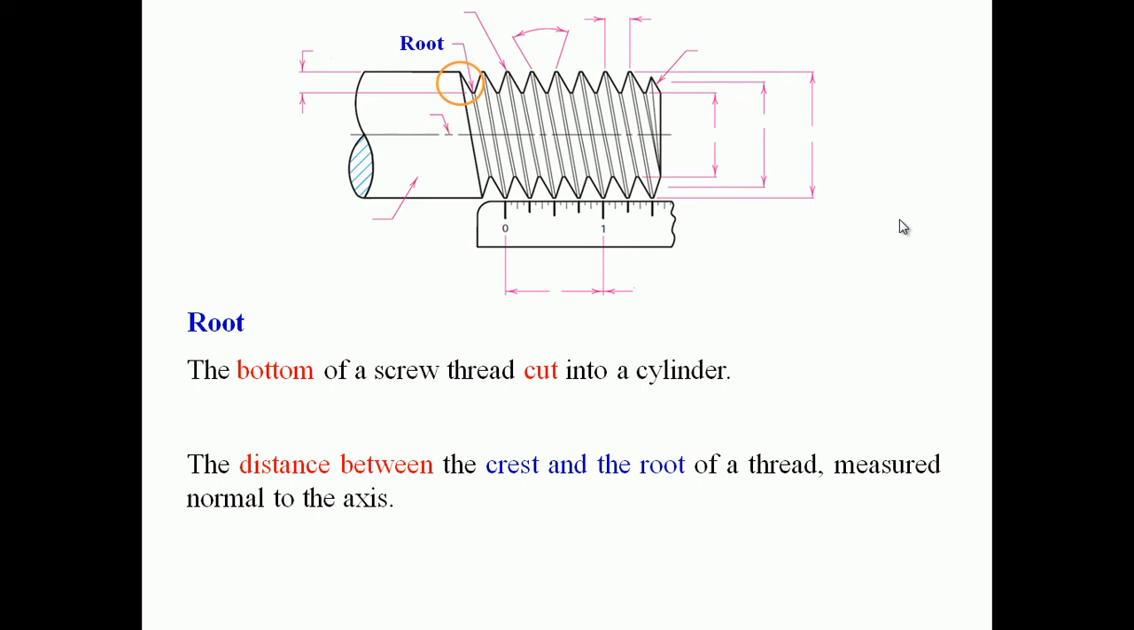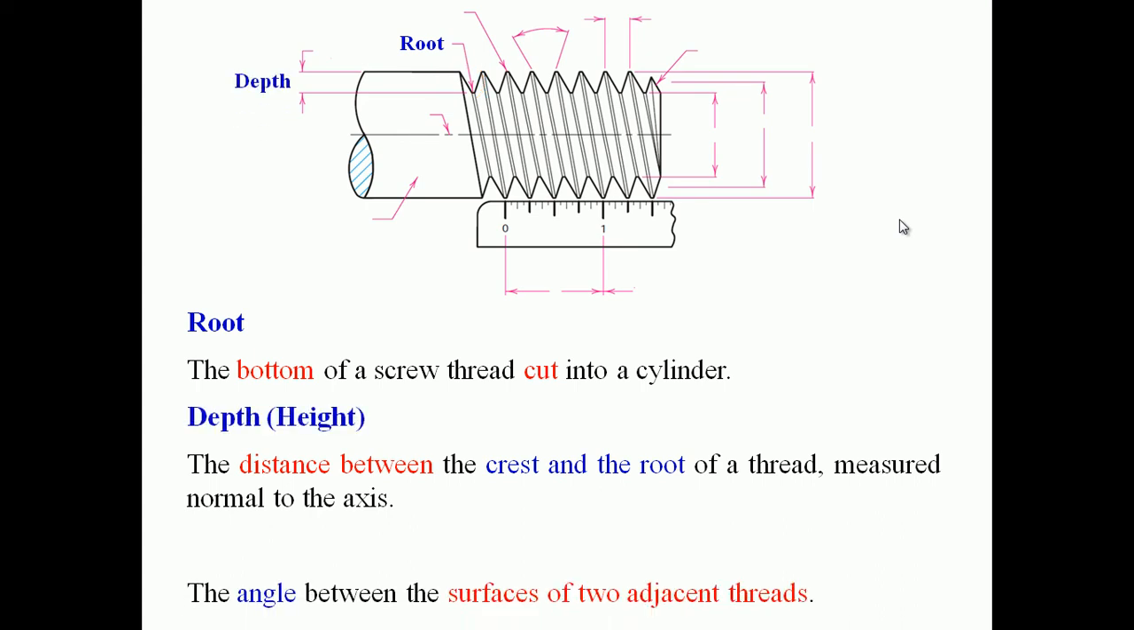This is known as depth, otherwise known as height. Again, you can see one root and one crest, and it should be measured normal to the axis. That is very important. That is known as depth.